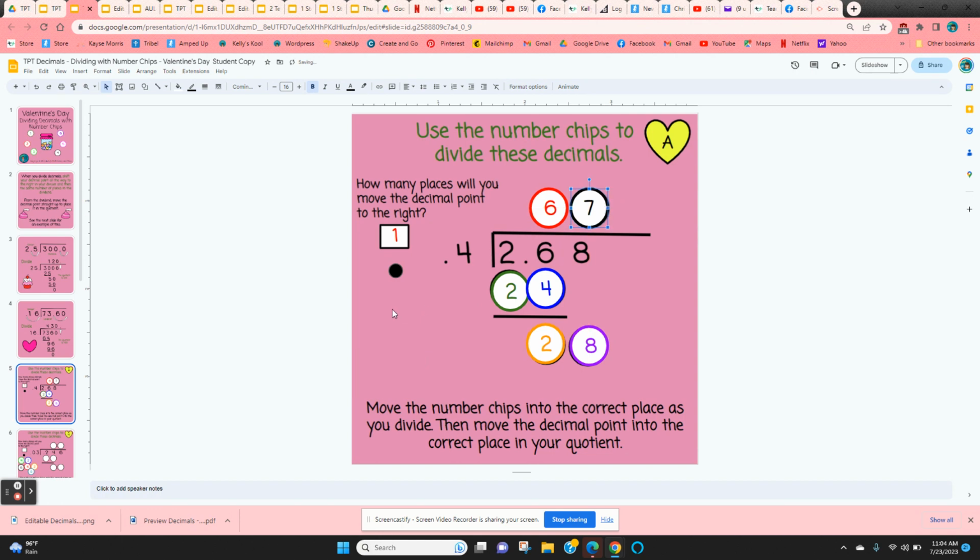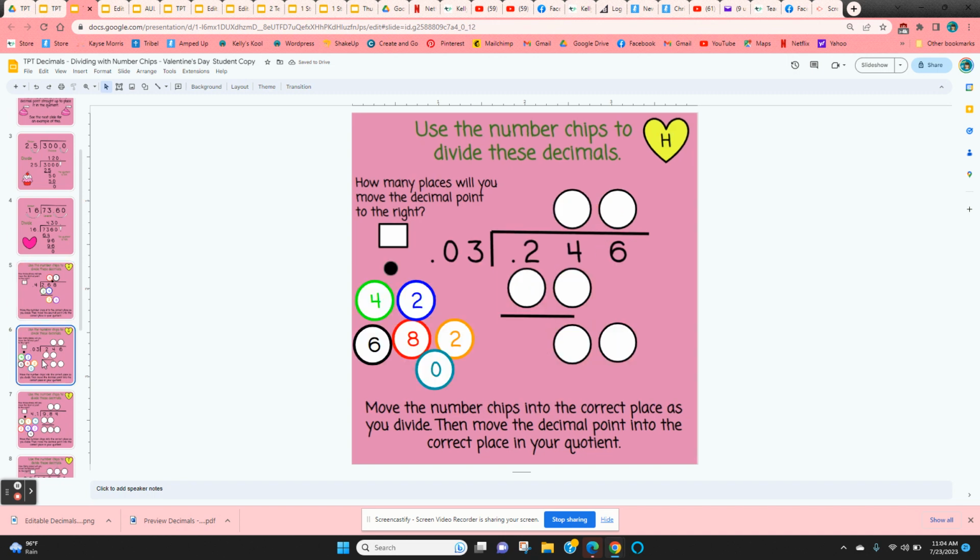Last thing they're going to do is move that decimal point. Again, they click and hold. And if they move that decimal point one place to the right and then straight up, it's going to go between the 6 and the 7. So 6 and 7 tenths is their answer.